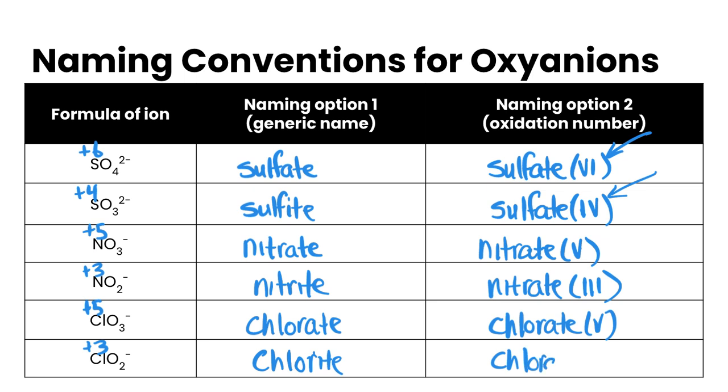All right, so both naming systems are fair game. They're both used. Just kind of knowing that there are two possible naming conventions for these oxyanions. So that is how you figure out oxidation states and how you use them in nomenclature.